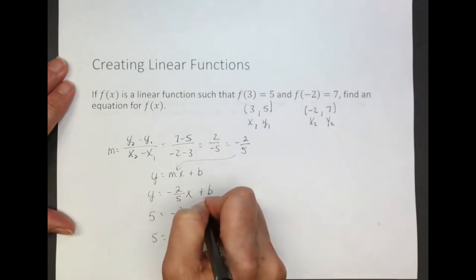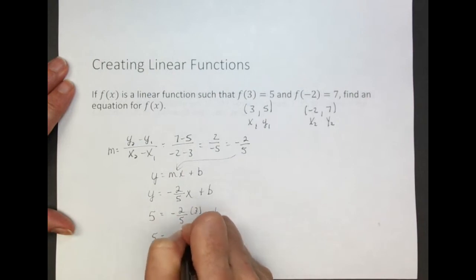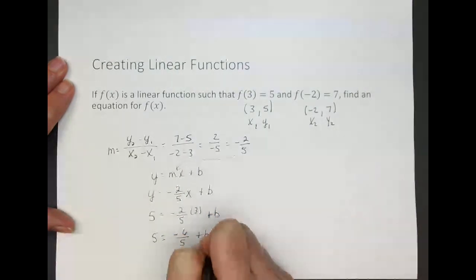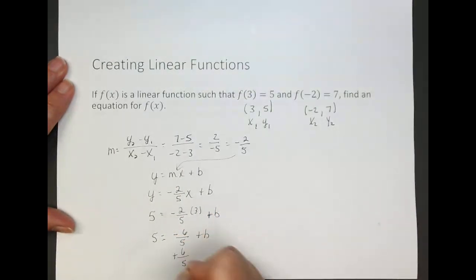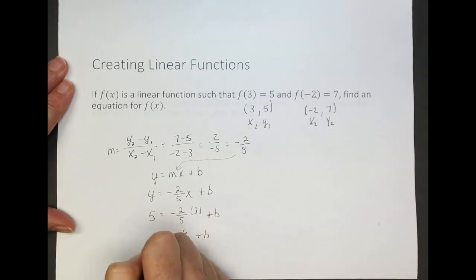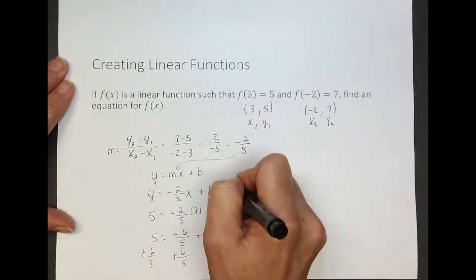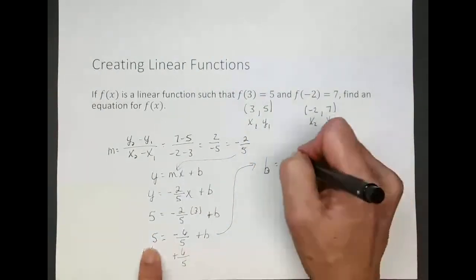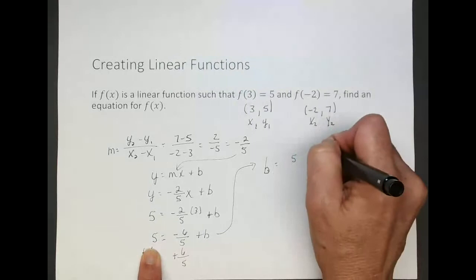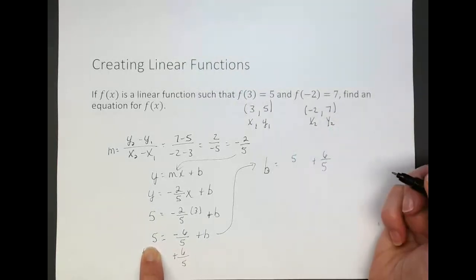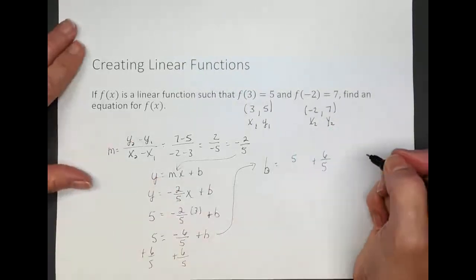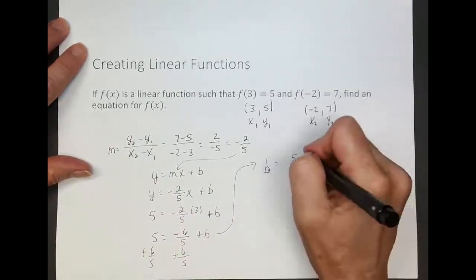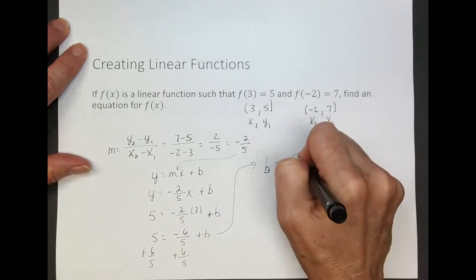So 5 equals negative 2 times 3, that's going to be negative 6/5 plus b. So b then, if I add 6/5 to both sides, okay, b then is going to equal 5 plus 6/5. Well, let's see, I should probably add those two. So 5, well, that's like a 5 over 1. Let me convert that over to fifths. So let me multiply by 5 over 5.